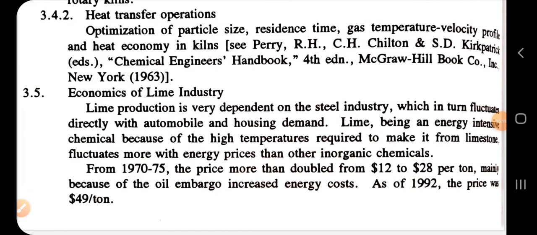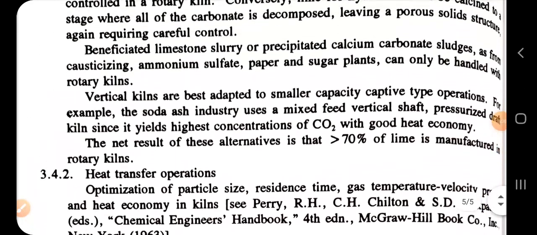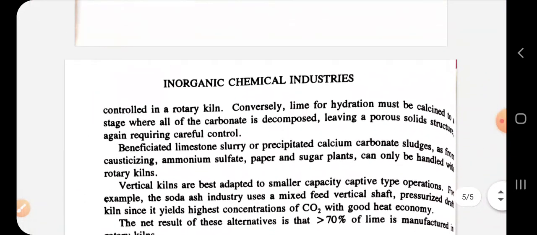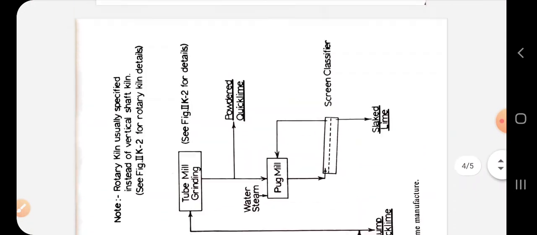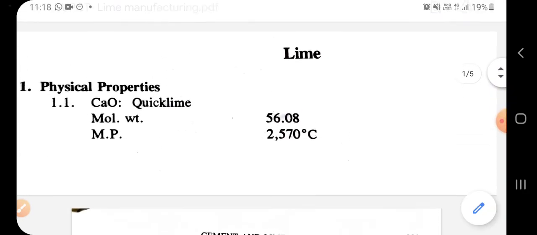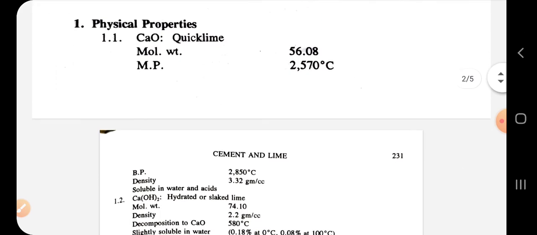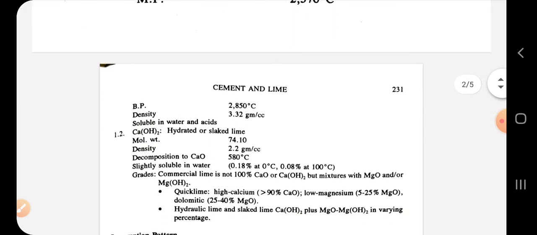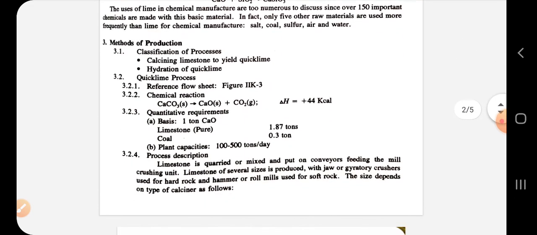Thus we can say that, because of higher use of energy, its price is increasing. If any renewable type of energy source is discovered for lime manufacturing, then it will solve a lot of issues for its manufacturing. So this was about lime and its production.